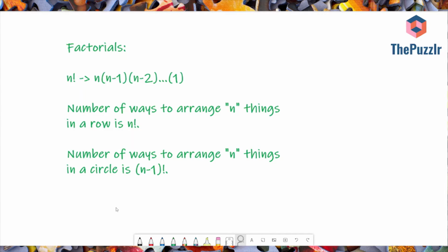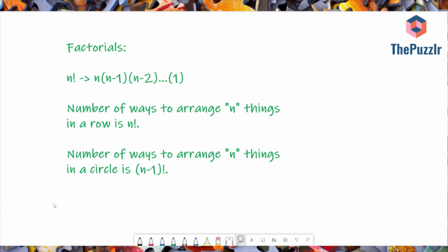One direct application: the number of ways to arrange n things in a row is n factorial. That's because you have n choices for the first thing that you want to place. Then there's n minus 1 choices for the second thing, n minus 2 choices for the third thing, and so on, until you only have 1 choice left for the last thing.